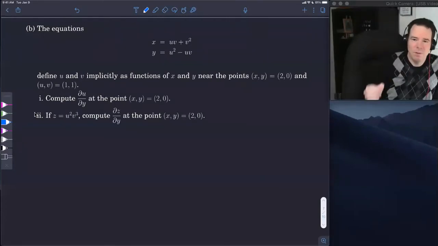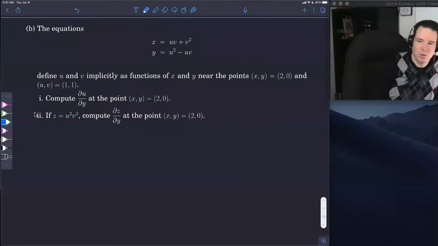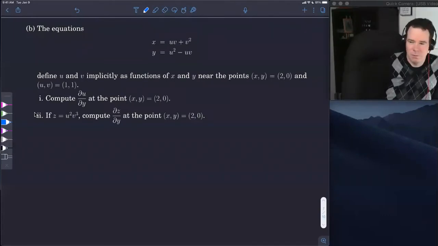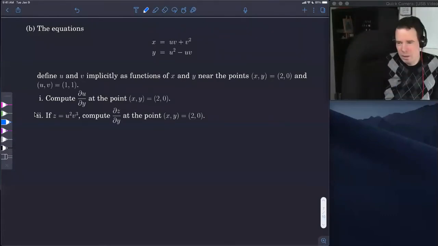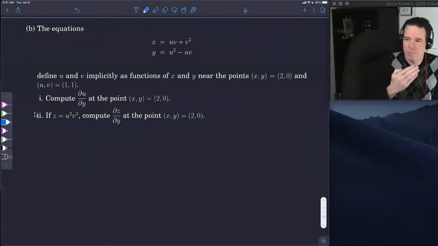So u and v are also functions of x and y, but they're implicitly defined. You've got to do some work to get the actual u and v values for a given x and y. These are relationships. They tell us how to go from uv values to xy values, but they also tell us how to go from xy values to uv values. In particular, we're interested in the case around xy equals 2, 0 and uv equals 1, 1.